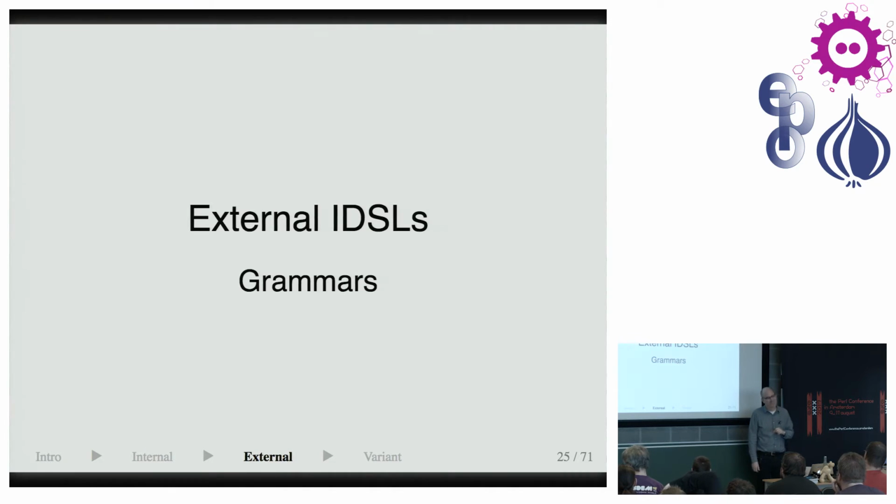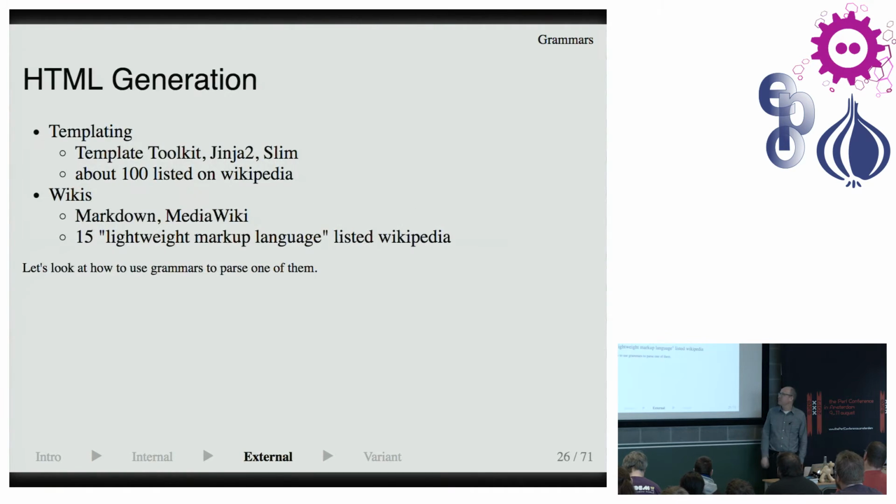Okay, so part 2 is external domain-specific languages. And for this, Perl 6 has a feature a lot of you have probably heard about already called grammars. Some typical examples of external DSLs include templating languages and wikis. So for the next section, what I'm going to do is take an example of one of these languages, and we're going to go through it, and I'll show you what it's like to write a grammar to parse a language like that.